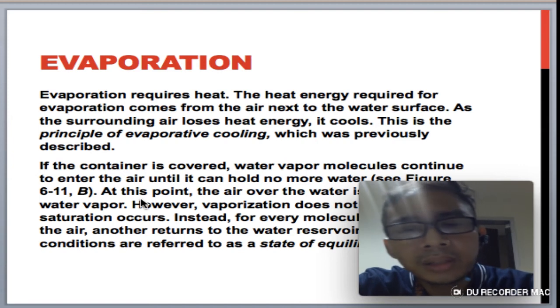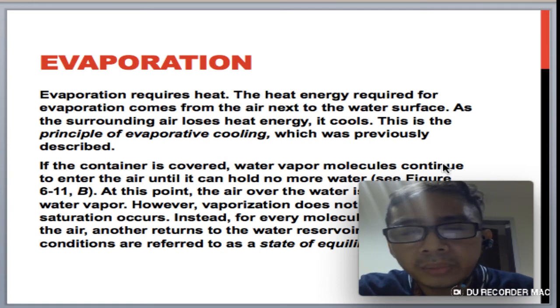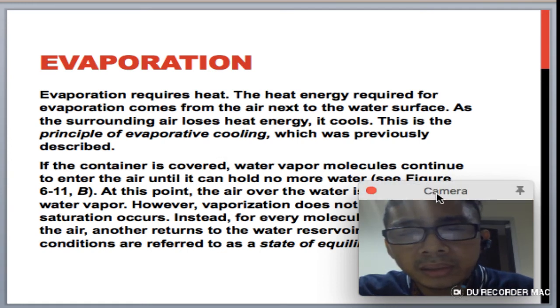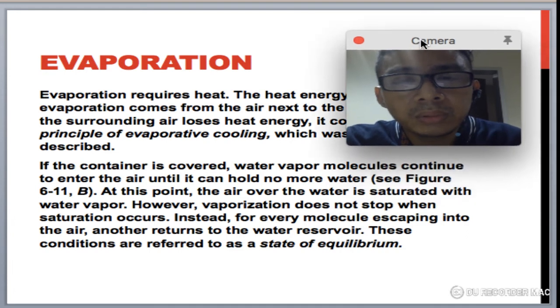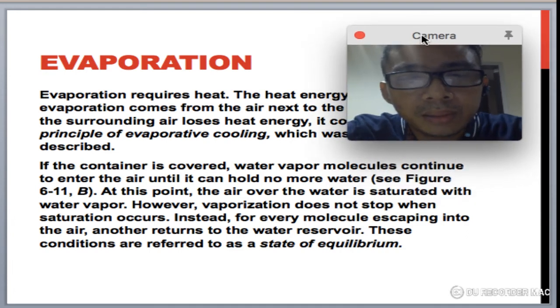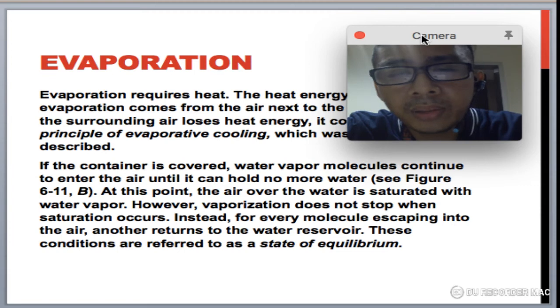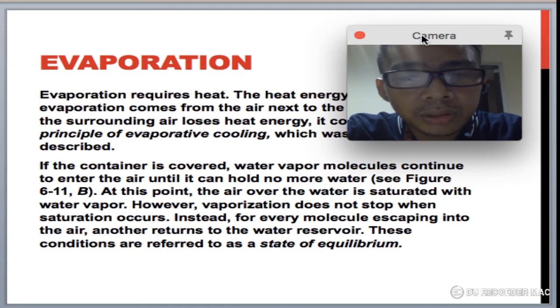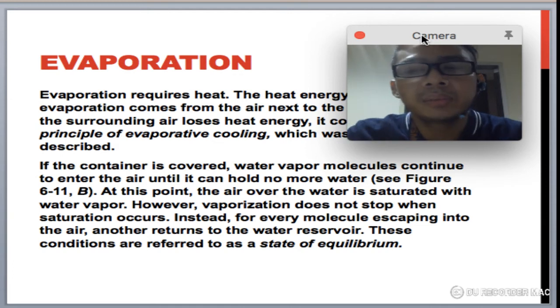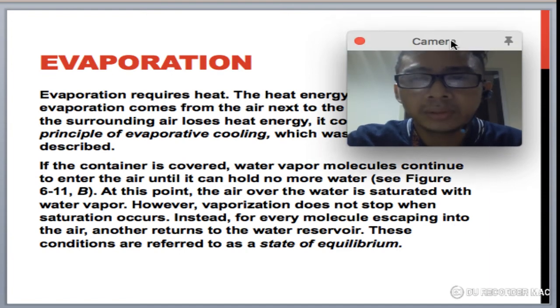If the container is covered, water vapor molecules continue to enter the air until it can hold no more water. At this point, the air over the water is saturated with water vapor. However, vaporization does not stop when saturation occurs. Instead, for every molecule escaping into the air, another returns to the water reservoir. These conditions are referred to as the state of equilibrium. So that is for your evaporation.